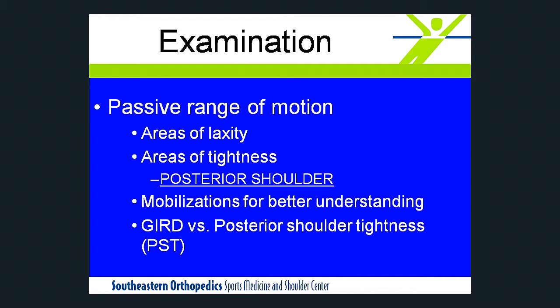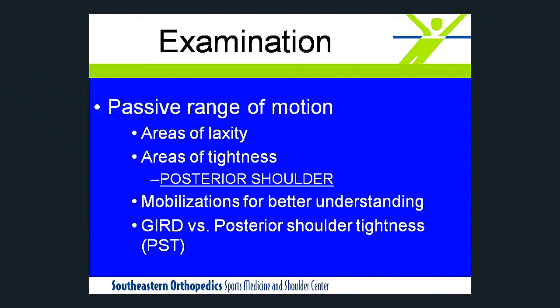But then also areas of tightness, which might seem a little counterintuitive in regards to someone who has shoulder instability, but that posterior shoulder tightness is something that you don't want to miss during examination. And more often than not, with overhead athletes, particularly throwers, if they're going to have anterior instability, chances are they're going to have some posterior shoulder tightness as well. Not everybody, but more often than not.